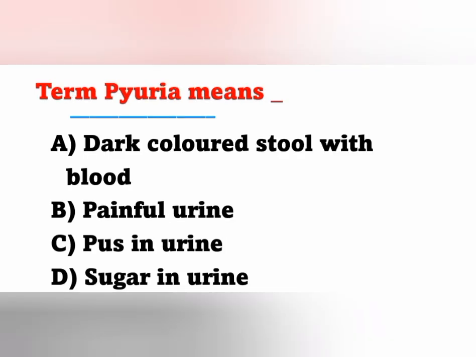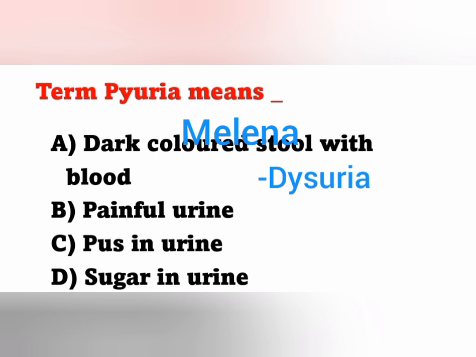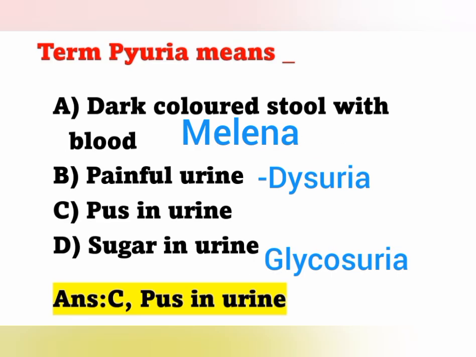The term pyuria means? Option A, dark colored stool with blood. Option B, painful urine. Option C, pus in urine. Option D, sugar in urine. What does the term pyuria mean? The first option, dark colored stool, is related to stool, so that will not be the correct answer. The remaining options, painful urine, pus in urine, sugar in urine, are all related to urine. So the correct answer is option C, pus in urine. Pyuria means pus in the urine.